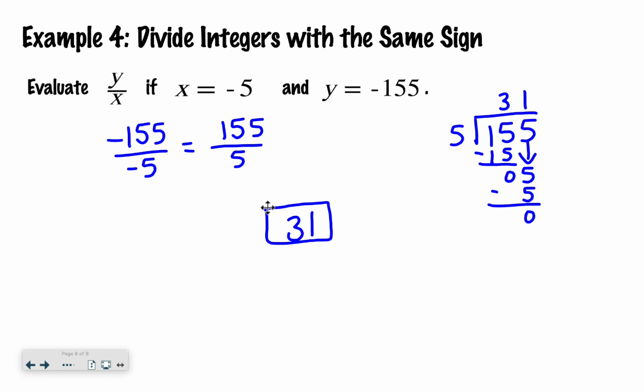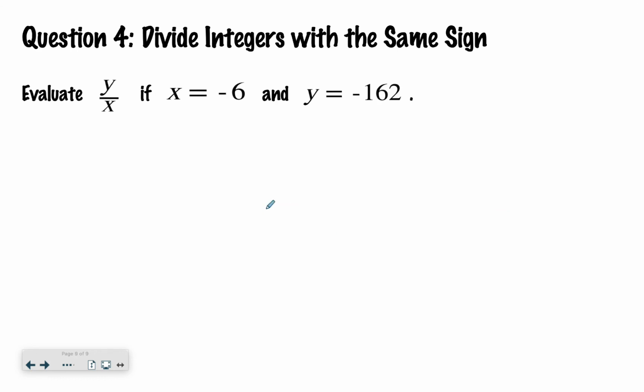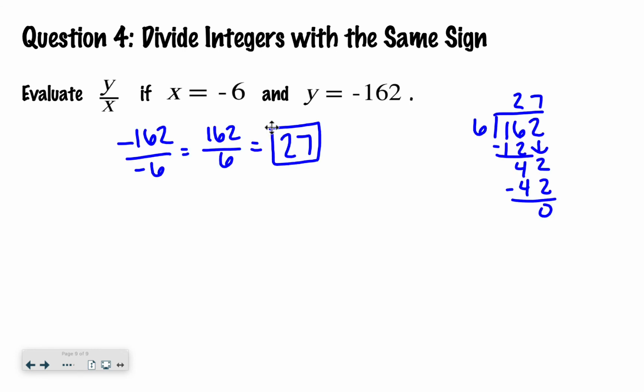And the last question for you to solve on your own. Evaluate y divided by x, or y over x, if x equals -6 and y equals -162. Good luck. Okay, for this last problem, hopefully you ended up with 162 divided by 6, because negative divided by negative is positive. And when you did that, you ended up at the number 27. You can see I showed my work over there on the right.